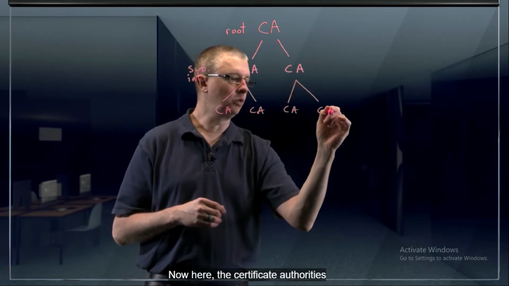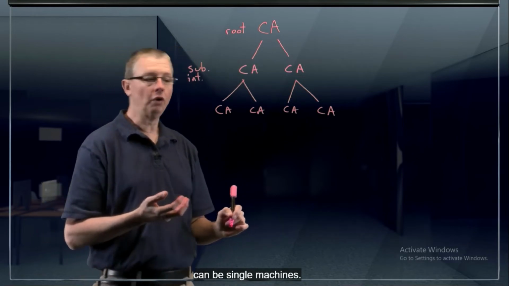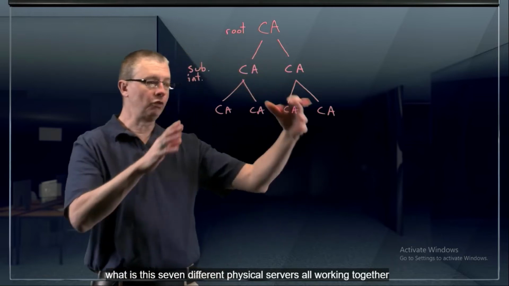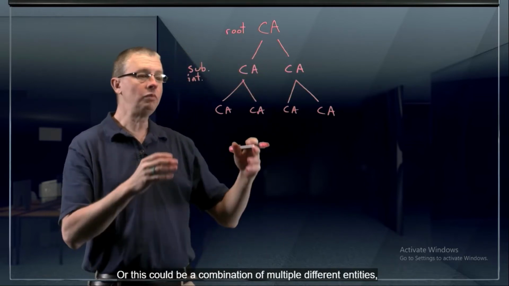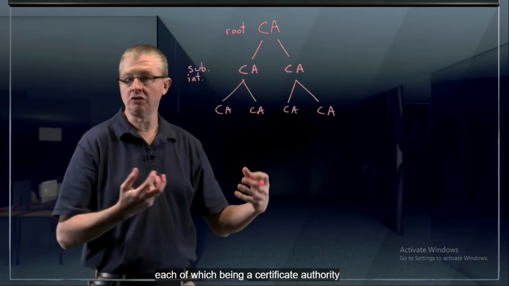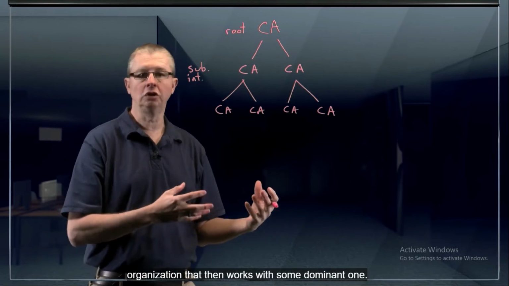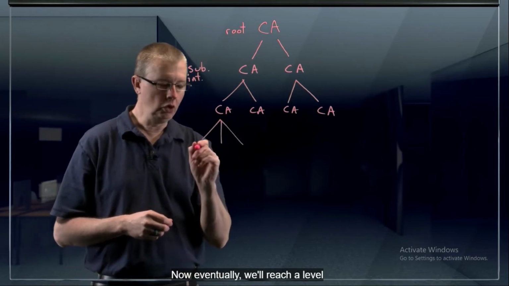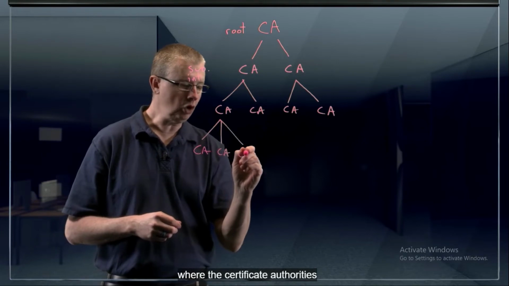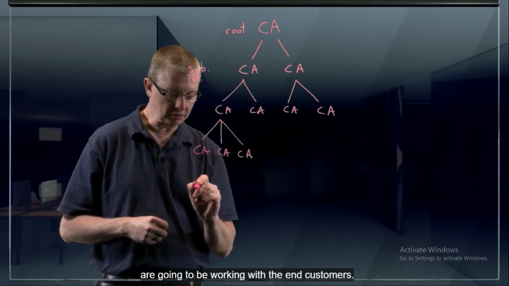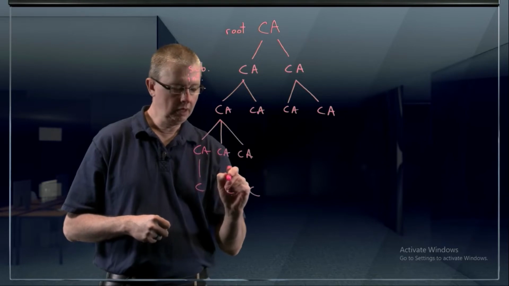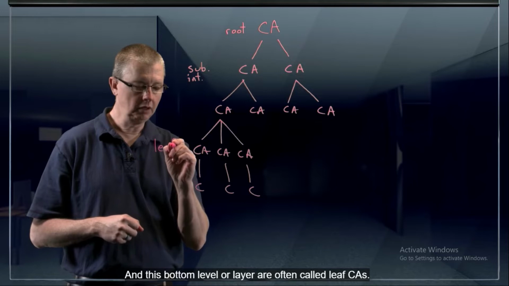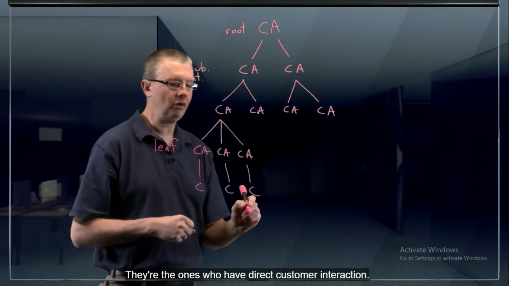Now here, the certificate authorities can be single machines, where in this case, there are going to be 7 different physical servers all working together in this deployment hierarchy. Or this could be a combination of multiple different entities, each of which is a certificate authority organization that then works with some dominant one. Now eventually we'll reach a level where the certificate authorities are going to be working with the end customers. And this bottom level or layer is often called leaf CAs. They're the ones who have direct customer interaction.